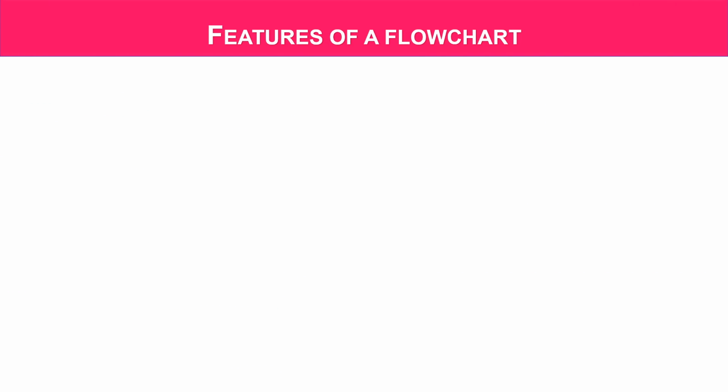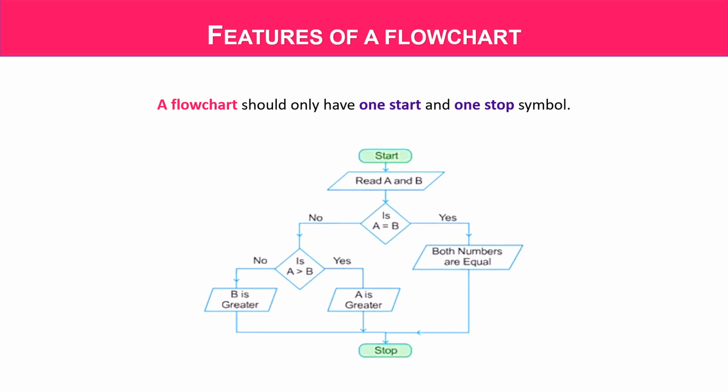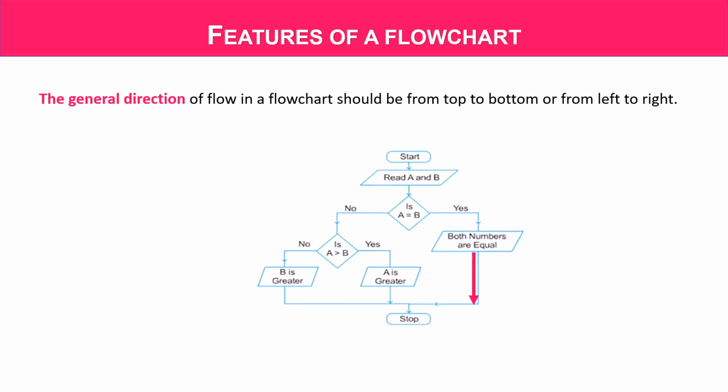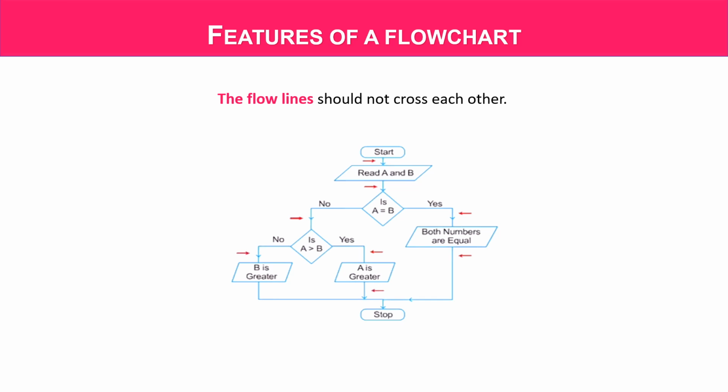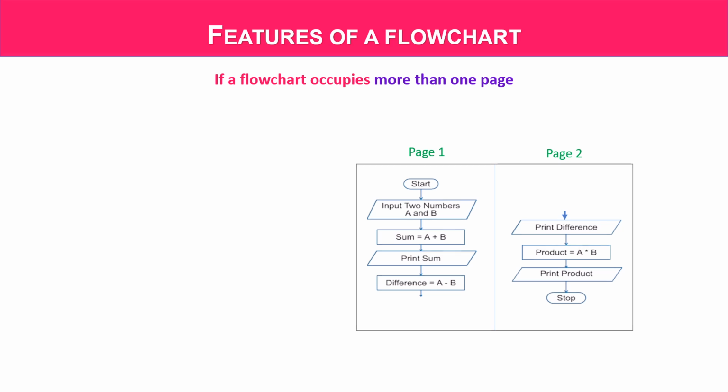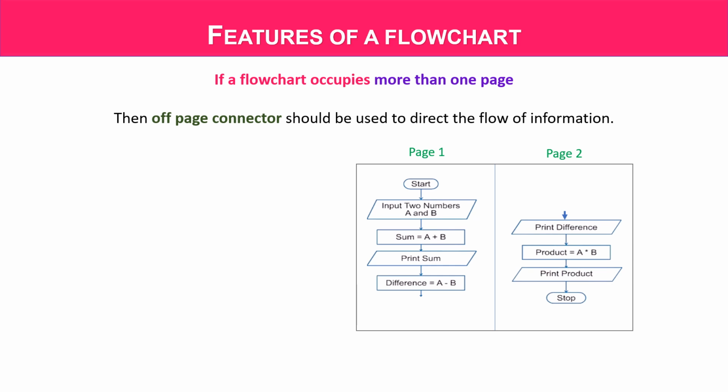Features of a flowchart. A flowchart should only have one start and one stop symbol, like this. The general direction of flow in a flowchart should be from top to bottom or from left to right. The flow lines should not cross each other ever. If a flowchart occupies more than one page, then an off-page connector should be used to direct the flow of information, like this.